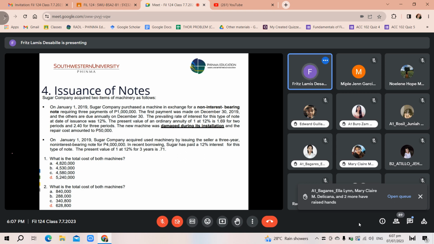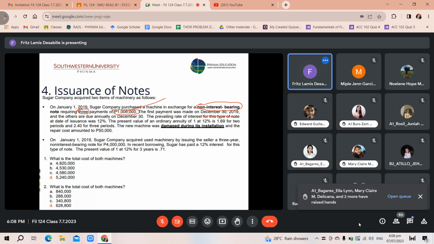Sige, I'm gonna read. On January 1, 2019, Sugar Company purchased a machine in exchange for a non-interest bearing note. Three payments this time, 1 million per year, so installment. Similarly, we are going to be using the present value factor of ordinary annuity, because again, the first payment was made on December 30, 2019. That is at the end of the year.